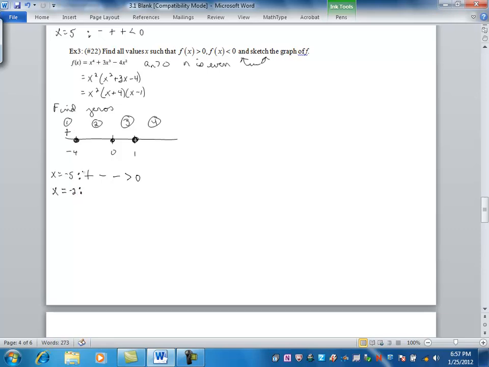We've got x equal, I don't know, negative 2. Pick something in there between negative 4 and 0, whatever you're feeling like. Negative 2 squared, that's positive. Negative 2 plus 4, that's positive. Negative 2 minus 1, that's negative. Two positives and a negative multiplied together give me a negative value.